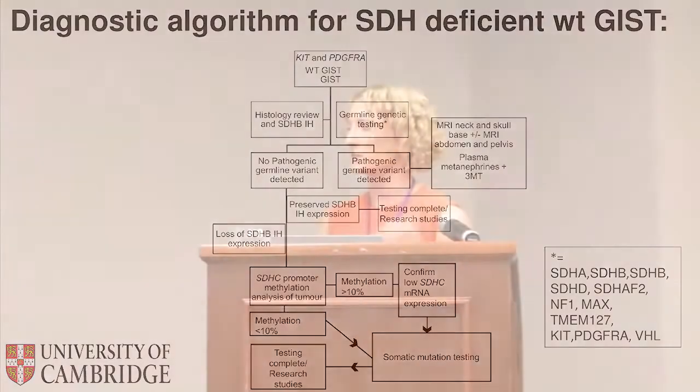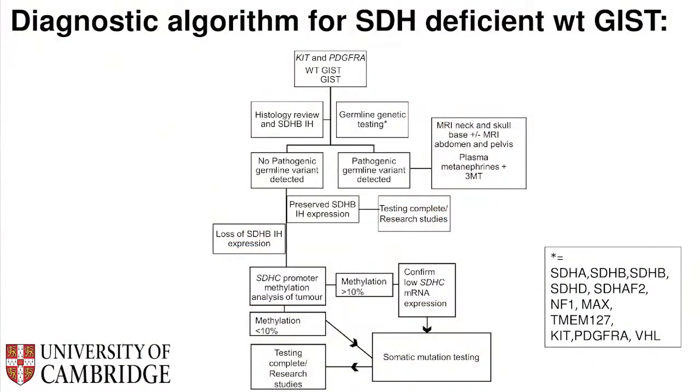As we've heard this morning, this is very important to inform ongoing surveillance and management for our patients, but also for family counselling. And these are the genes on our panel that we test for in the germline. If a patient is found to have a germline mutation in one of the SDH genes, then they immediately come to my clinic, where we do surveillance every 2 years using MRI, looking at the skull base and neck for evidence of paragangliomas.